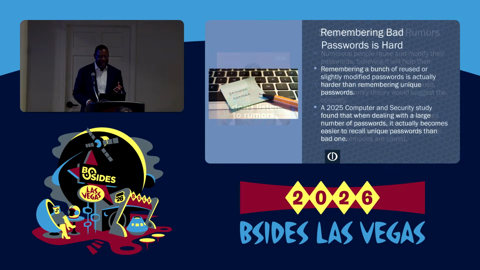And so what does this actually mean? It means that remembering bad passwords is actually harder than remembering new, distinct passwords. So remembering a bunch of reused or slightly modified passwords is actually harder than remembering a unique password. A 2025 computer and security study found that when dealing with a large number of passwords, which is the number of passwords that most of us actually have, it becomes easier to recall unique passwords than those bad recycled ones that people think will be a lot easier, because as we get more numbers, our brain just works in a certain way that allows us to remember these things a little bit better.